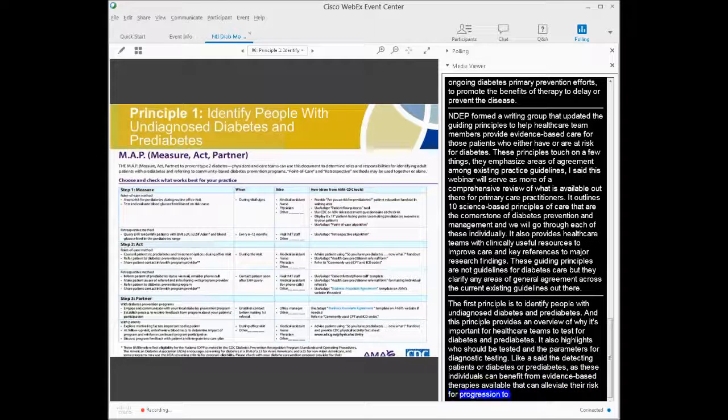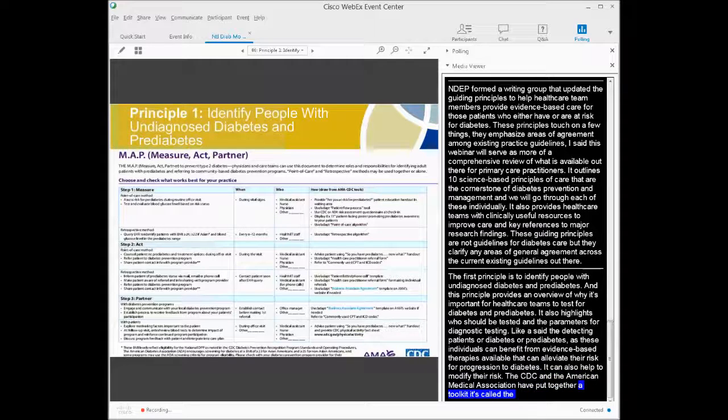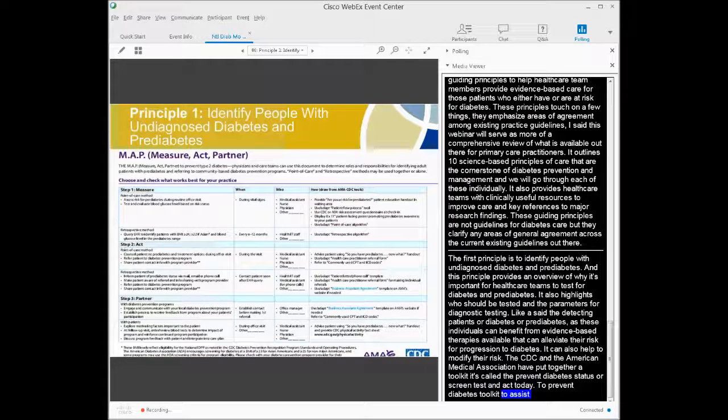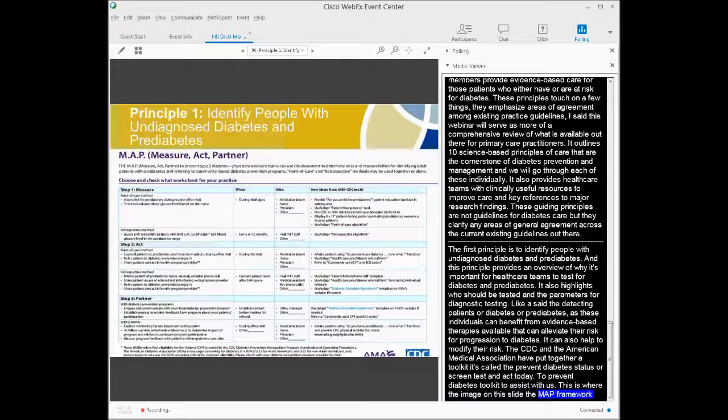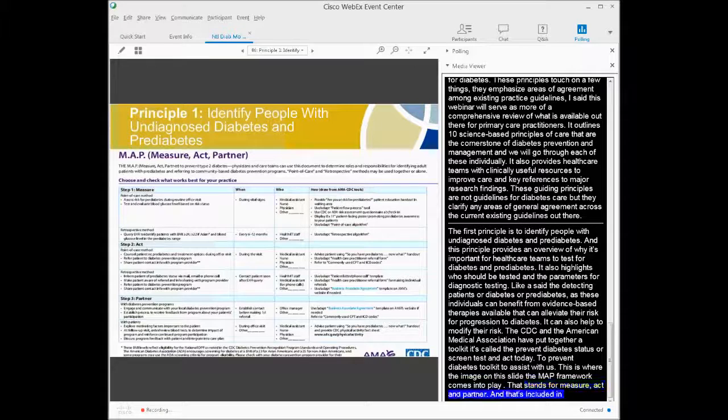So the CDC and the American Medical Association have put together a toolkit. It's called the Prevent Diabetes STAT, or Screen, Test, and Act Today, the Prevent Diabetes STAT Toolkit, to assist with this. So this is where this image on this slide, the MAP framework, comes into play. It stands for Measure, Act, and Partner, and that's included in that toolkit. It outlines multiple ways that patients can be identified as at risk or if they do have prediabetes.